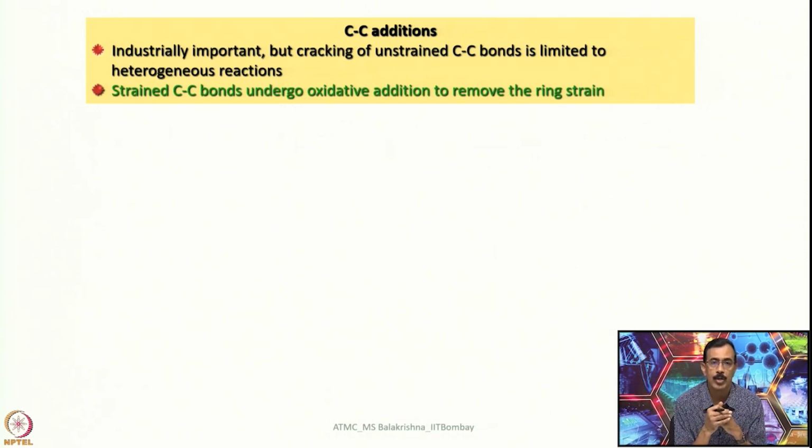Whenever we talk about petrochemical industries, cracking to generate a whole bunch of organic molecules, heterogeneous catalysis is still used extensively. CC addition is only sometimes possible, especially when we have very strained molecules where the CC bond is very strained because of congested 3 or 4 membered rings. Strained CC bonds undergo oxidative addition readily to remove the ring strain. One such example let us consider here.